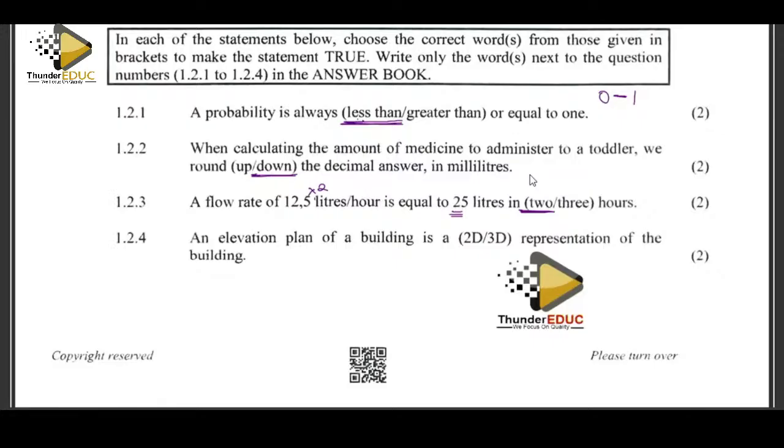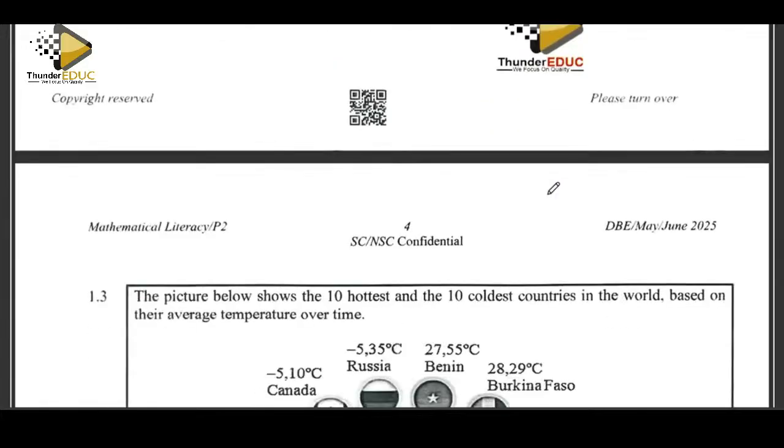Then an elevation plan of a building is a 3D presentation of the building. The elevation shows walls, an elevation, to elevate, stand. So it's a 3D. A 2D could be a plan.